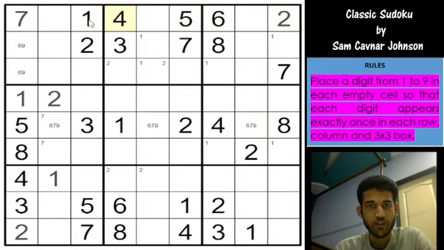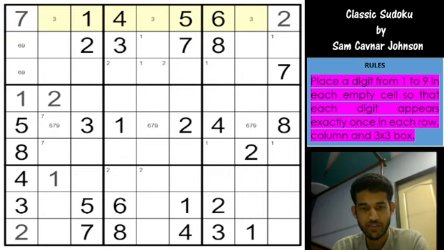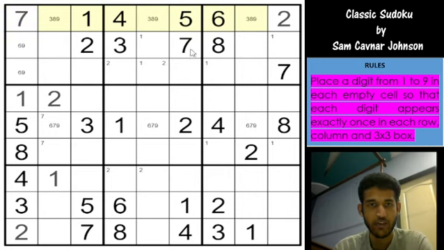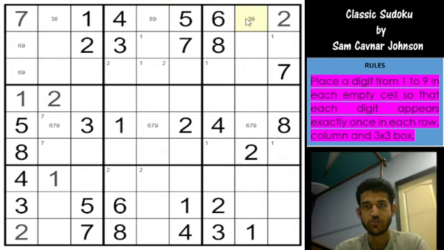2, 5, 6, 1, 4, 7. Remaining digits are 3, 8, 9. So let me just first write in all the candidates and then I will do the elimination. So 9 is not here because 9 is in the box. 3 is not here. And 8 is not here. So okay, 3, 9, 8, 9 and 3, 8.